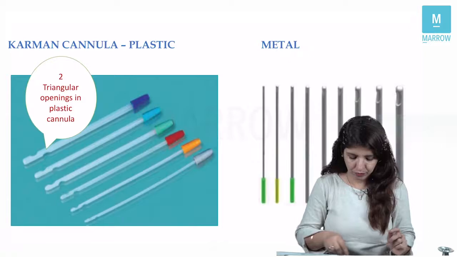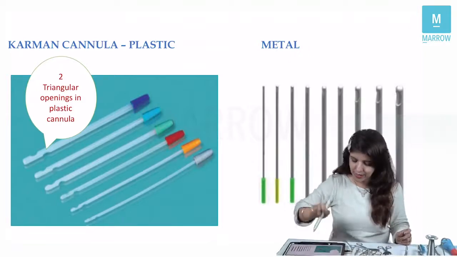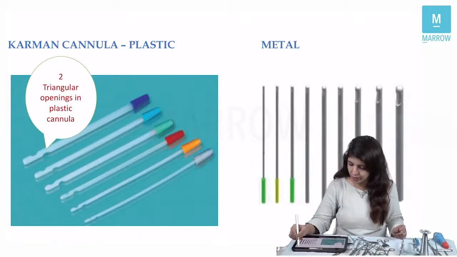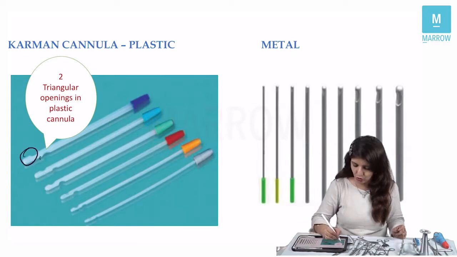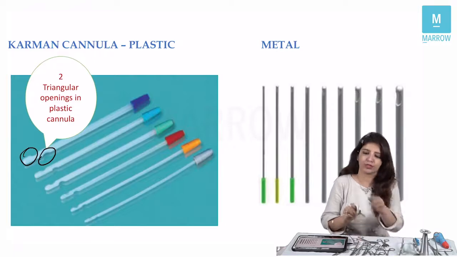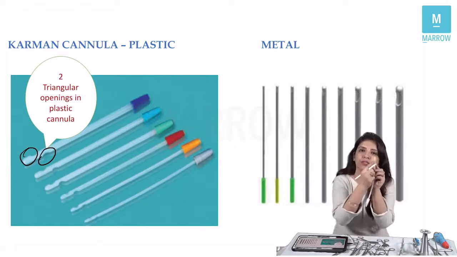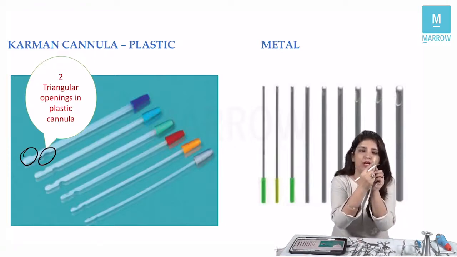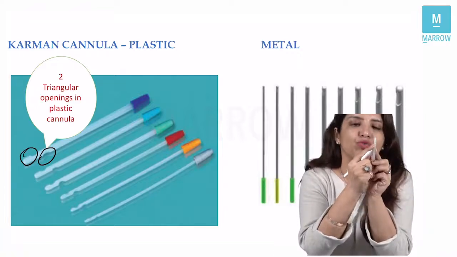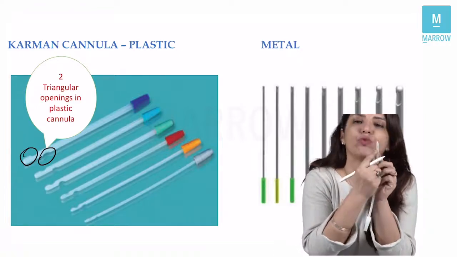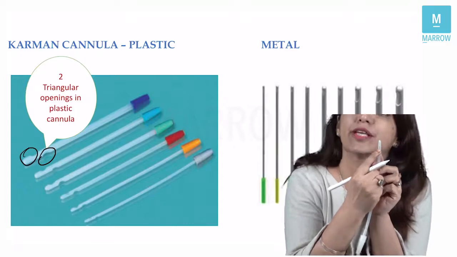So, here you can see I have marked it for you on the image as well, that you are going to identify it on the basis of two triangular openings. Can you see two triangular openings? Yes. So on the basis of these two triangular openings, you are going to identify the Karman's cannula.